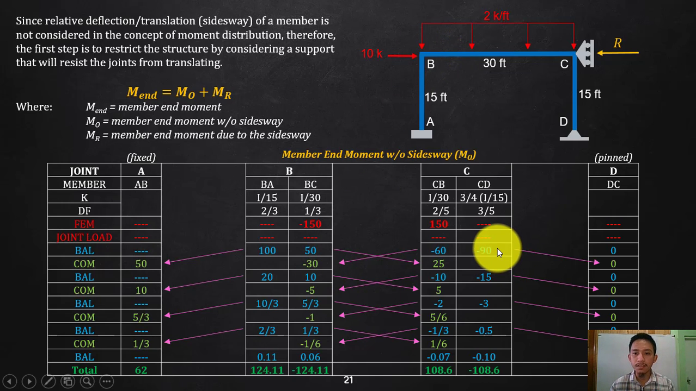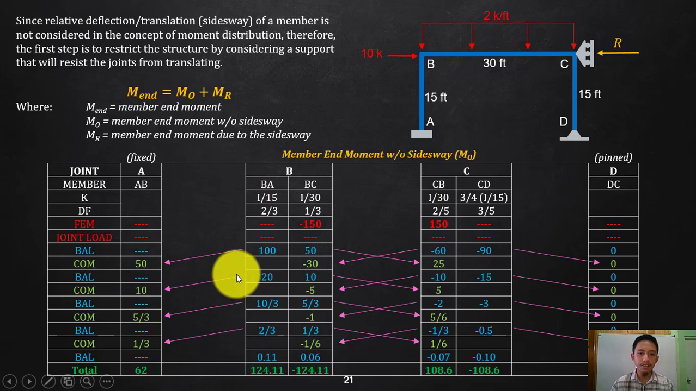But this one, I will be carrying it over, but there should be no moment to be transferred, since that is a simple support. So that is still 0. Now balance. Nothing to be balanced, so still 0. Balance this, the same thing. This is positive, so you will end up with negative balancing. Multiply by 2/5 is negative 10, that will be negative 15. Balance this, the same thing, that will become positive. Multiply by your factors, you will have this.